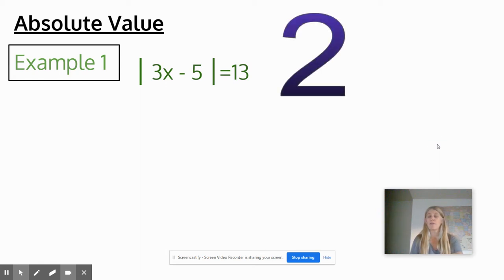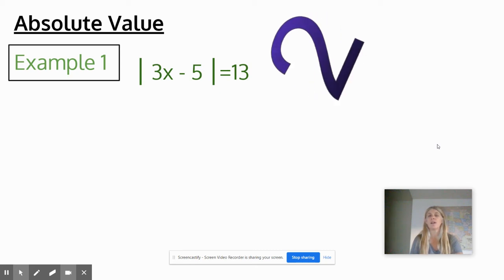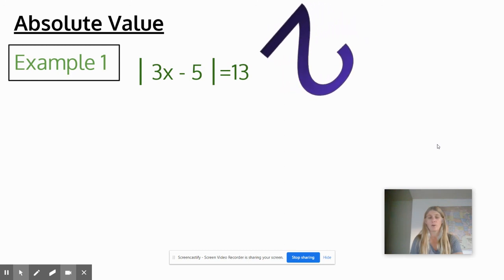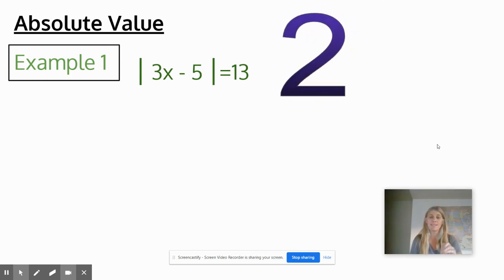So that means for the majority of these, not all of them, but for the majority of them, there is going to be 2 answers. So we're going to have one where we set what's inside the set of parentheses to 13 and also set the inside of the parentheses to negative 13. There could also be 1, or there could be 0 if there's no solution. We'll talk an example of those as well.